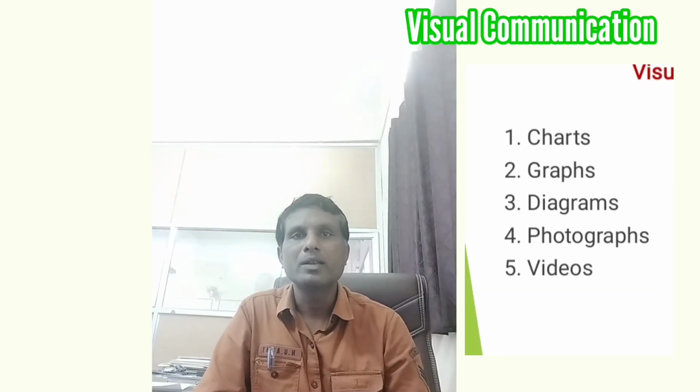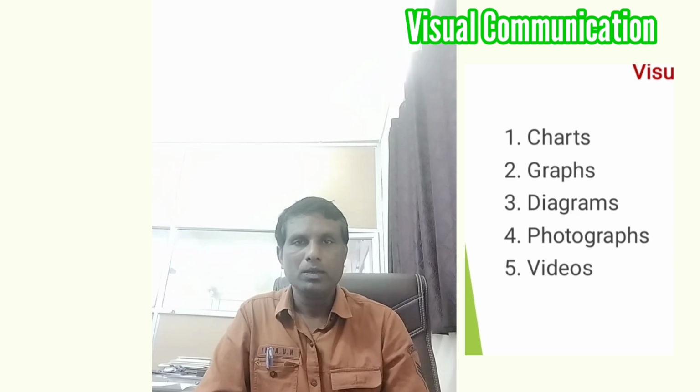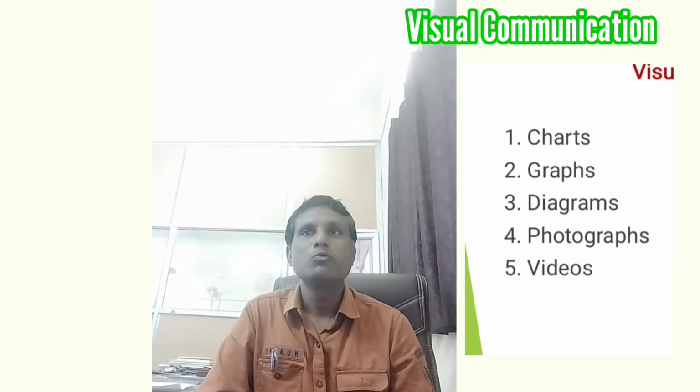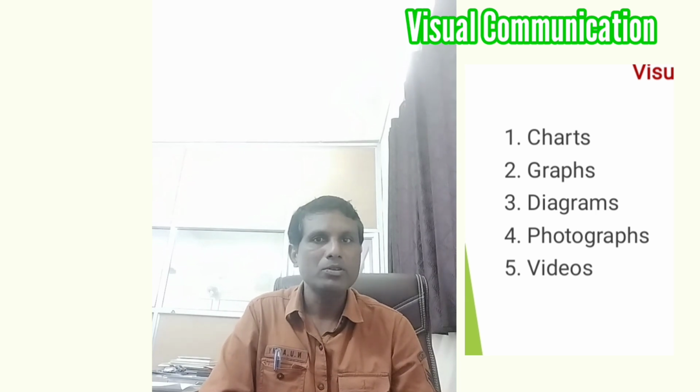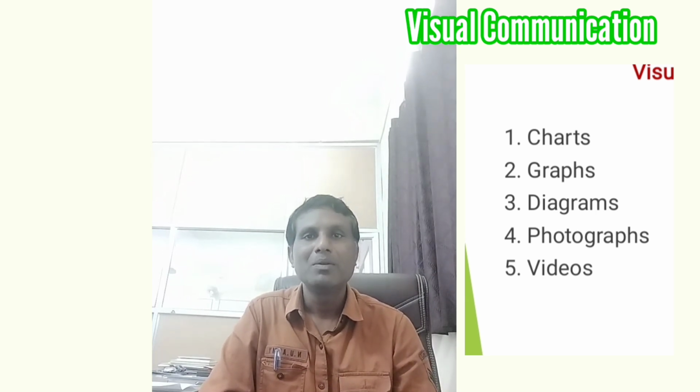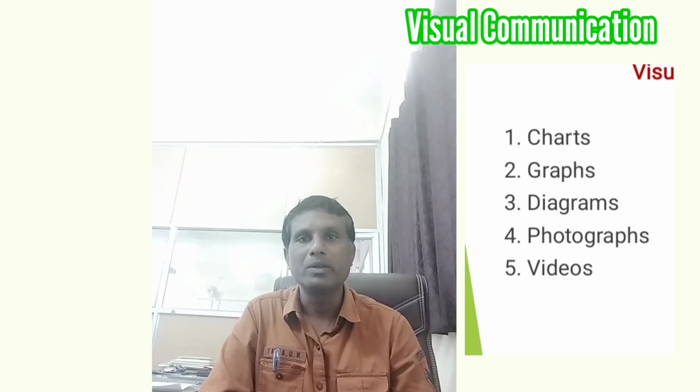Now there is another communication which is known as visual communication. Visual communication is the communication which is identified through the sight. That means you communicate things with the help of your eyes only. Now what is there in the visual communication? In visual communication we have charts, graphs, diagrams, photographs and videos. These are the mediums of visual communication. Visual communication includes these many things.